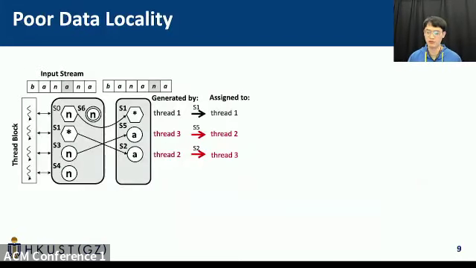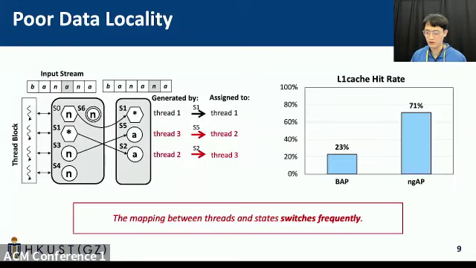And the third problem is poor data locality. Since the states in the worklist are distributed evenly and randomly among the threads, a state generated from one thread can be assigned to another thread in the next iteration. And this can lead to a loss of data locality. We also observed that the L1 cache hit rate is only 23% for blocking automata processing.